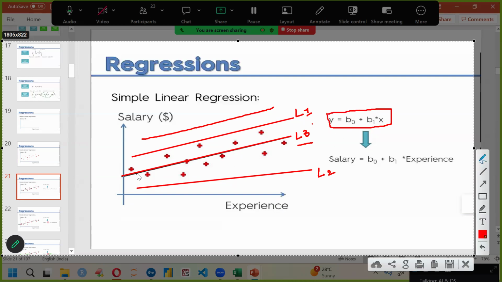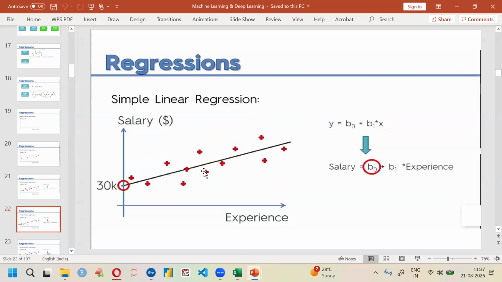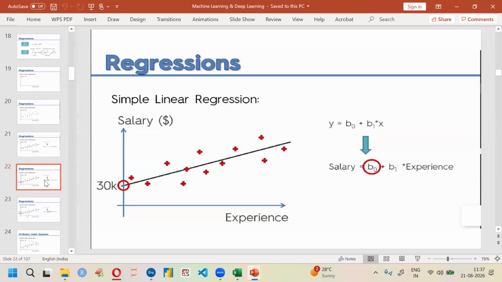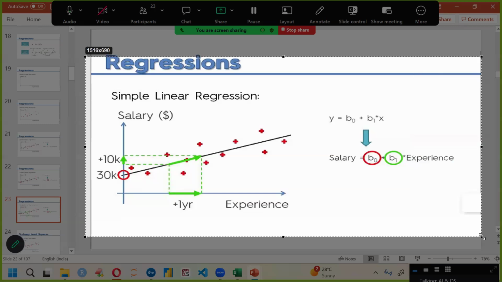So now I decided that this line L3 is near to all the points. After deciding that, I am checking its intercept. What is the intercept, the constant and other things? Think that it is meeting at 30K. After that, I am taking the difference. If you see here, this is 30K where it is touching. So these are the points.